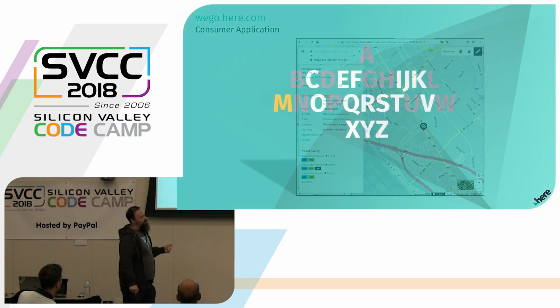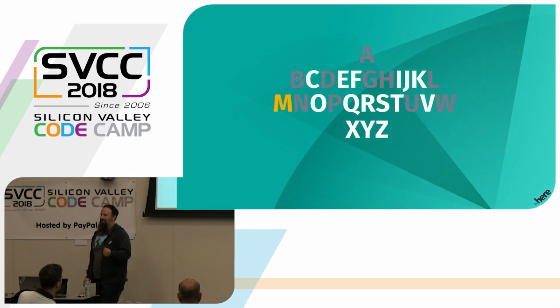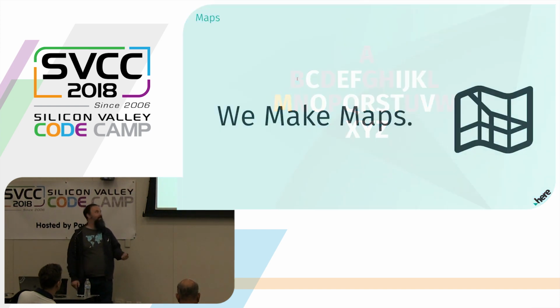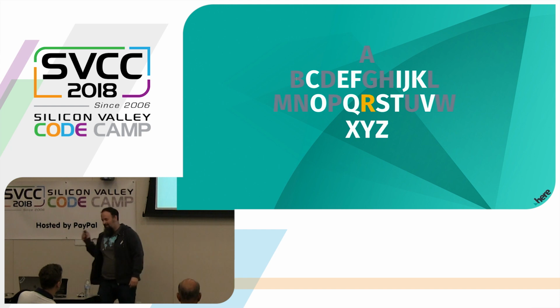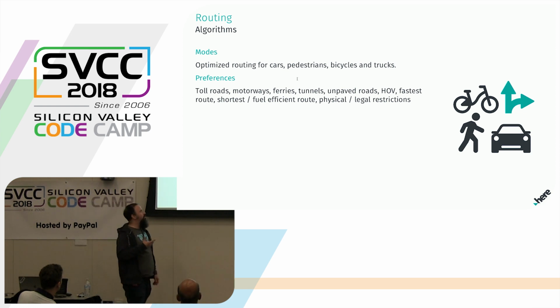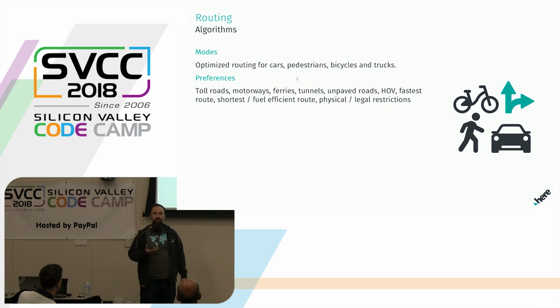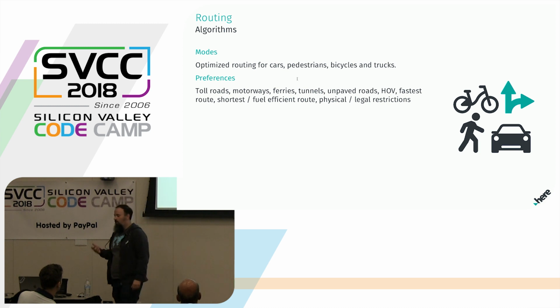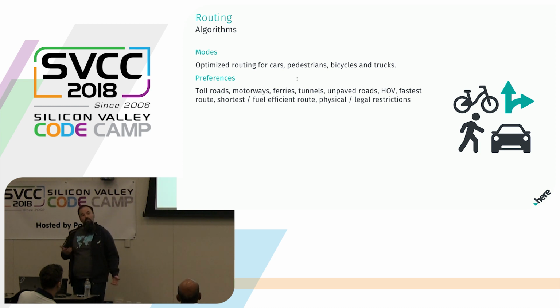But M, this is a pretty easy one. We make maps. That's all I've got to say about M. R, what's R? R is routing. We have a lot of algorithms that are about how you get from A to B, but not just A to B. It also depends on whether you're in a car, walking, on a bicycle, or in a truck, and what you're trying to do.